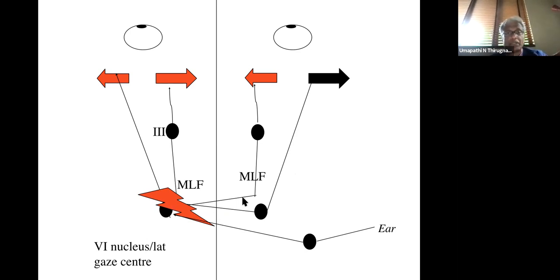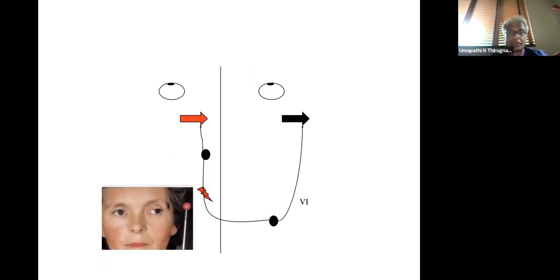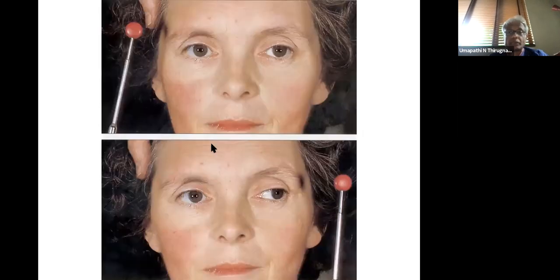A small lesion here can explain 3 out of the 4 eye movements being abnormal. Okay, so this is what this lady's pathology is. Now, because it is 3 out of 4 eye movements affected, this is known eponymously, or rather syndromically, as the 1.5 eye syndrome.